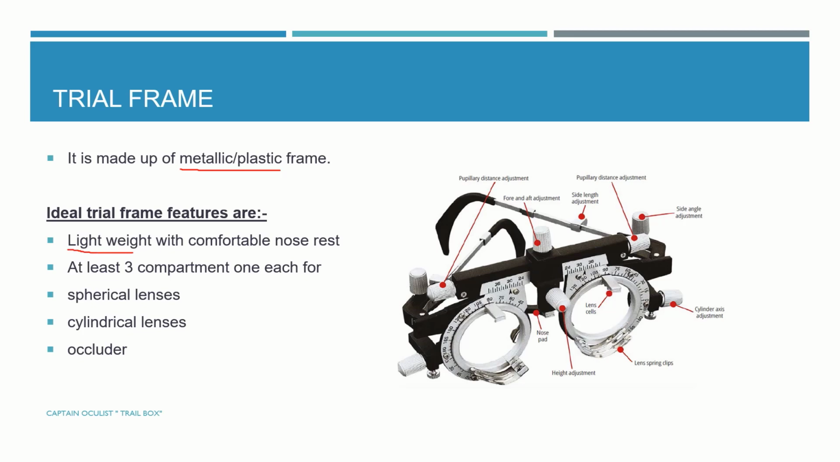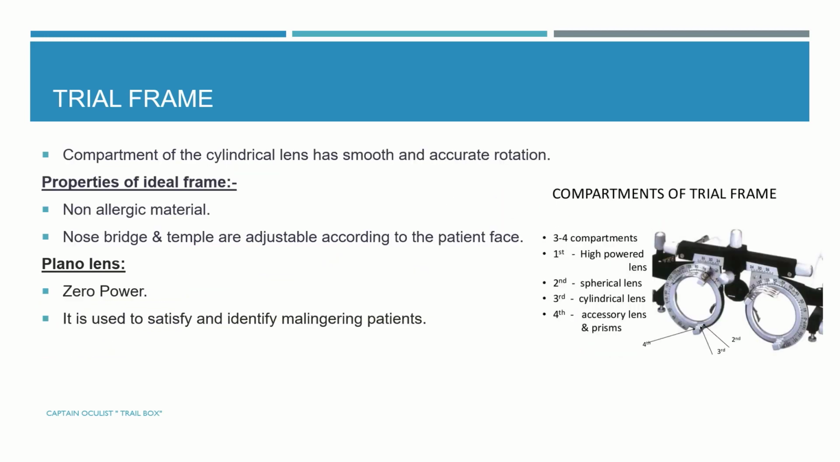Ideal frame features are that they are light in weight, with a comfortable nose rest. At least they have compartments. They have 3 to 4 compartments. It has compartments for spherical lenses, for cylindrical lenses, for occluder, and some accessories that are used. So the trial frame has 4 components or compartments.